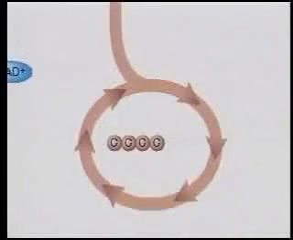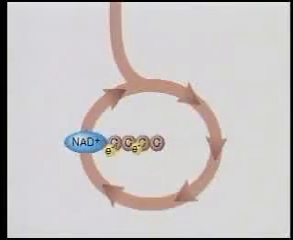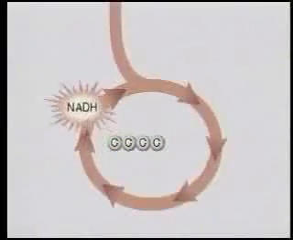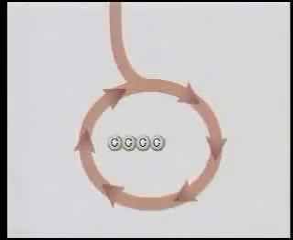One last reaction of the Krebs cycle liberates 2 more electrons from the 4-carbon compound and converts another NAD to NADH. The remaining de-energized 4-carbon compound is the starting material for a new round of the Krebs cycle.